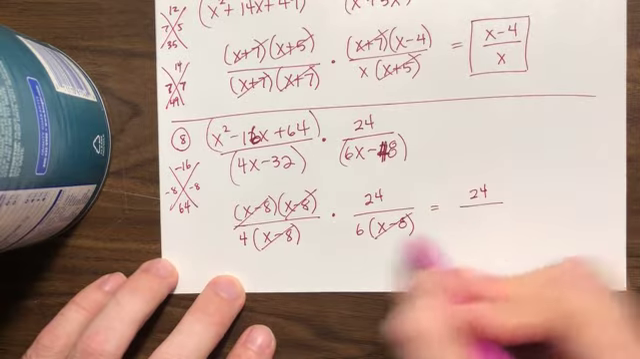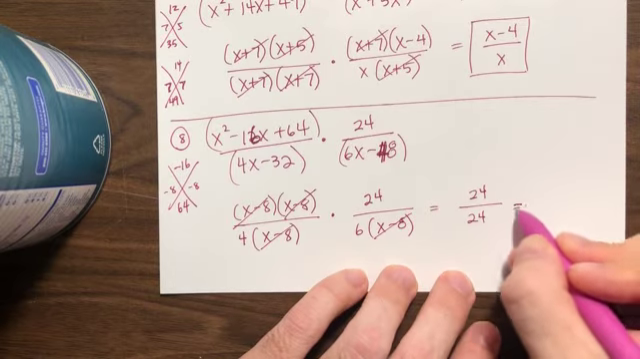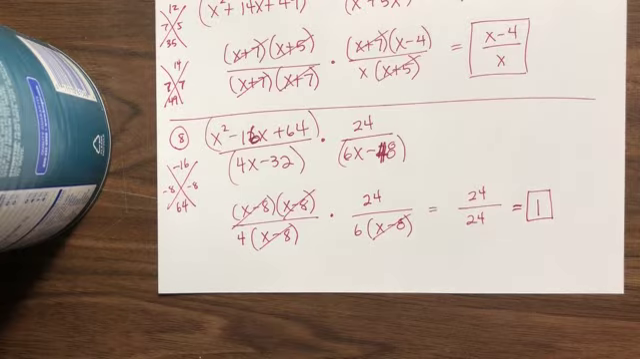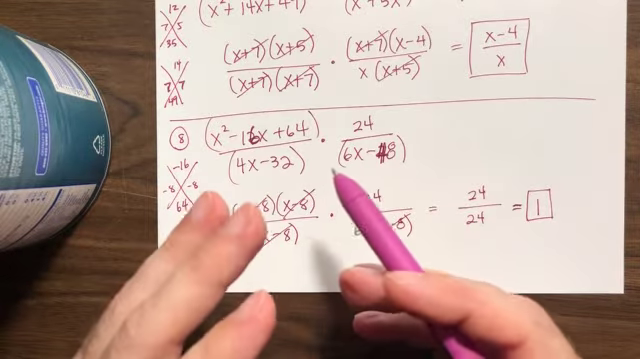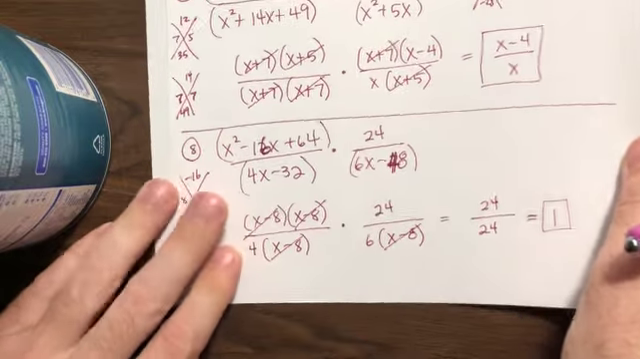24 is the only one up there. 4 times 6 is 24. And ew! 24 divided by 24 is 1. Isn't that nuts? Sometimes we take things with letters and we divide them, and then we end up getting 1. It's wild. Wild stuff.